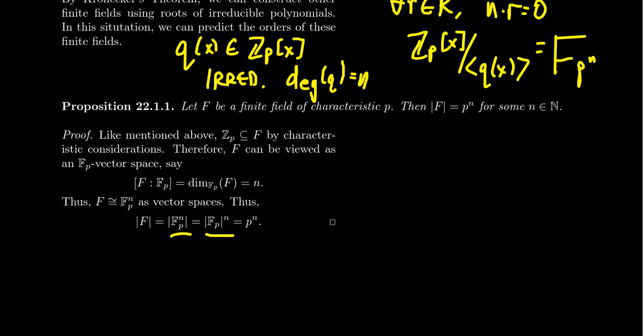But FP, it's a set of P elements, that gives you P to the N. So every finite field will have order P to the N. And by Kronecker's theorem, assuming we have enough irreducible polynomials, we then can produce a finite field of every possible order. So we get a finite field for every possibility that's allowed to us. There is a finite field for every power of a prime.